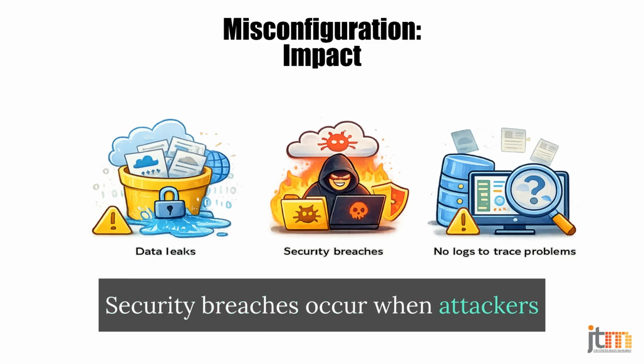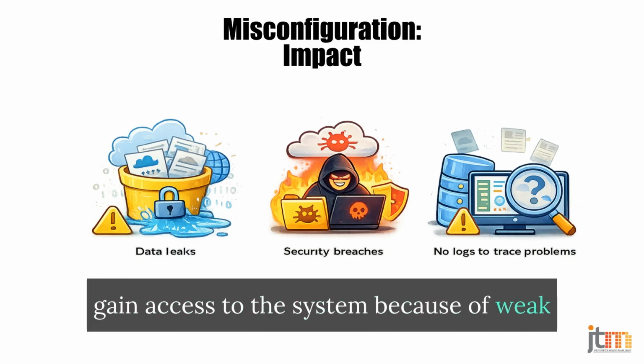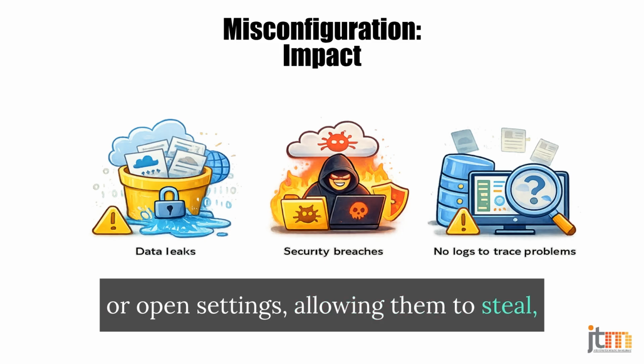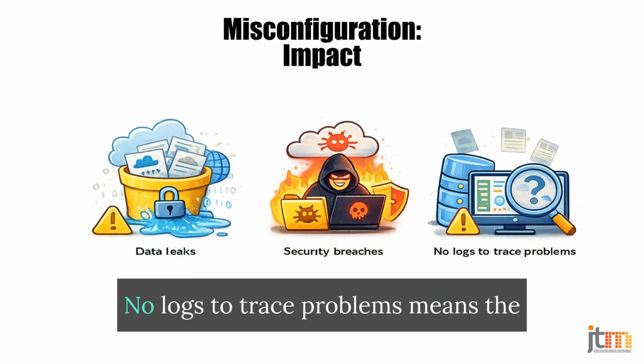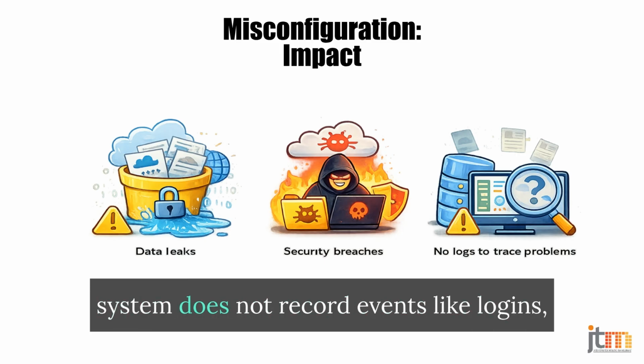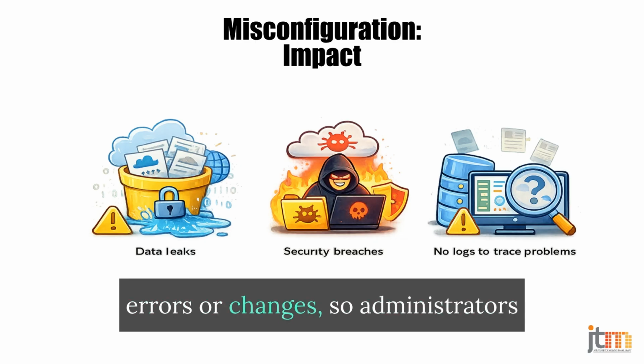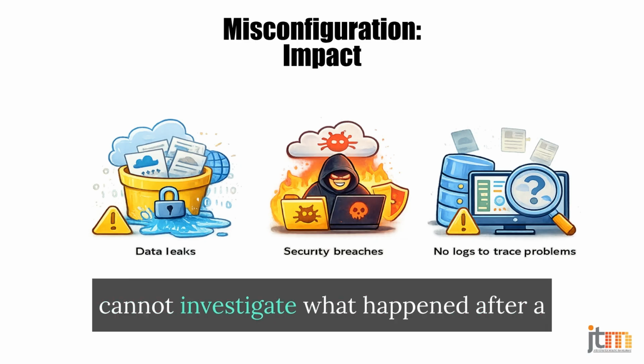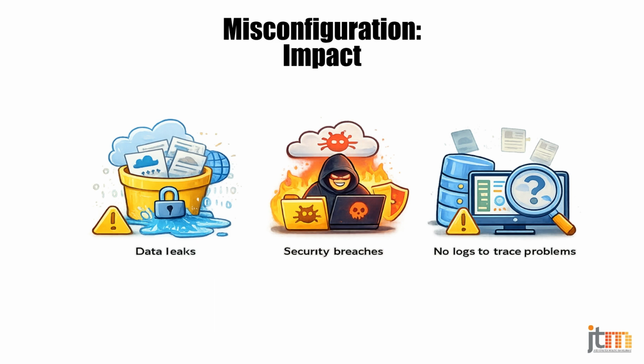Security breaches occur when attackers gain access to the system because of weak or open settings, allowing them to steal, change, or damage data. No logs to trace problems means the system does not record events like logins, errors, or changes, so administrators cannot investigate what happened after a problem or attack.